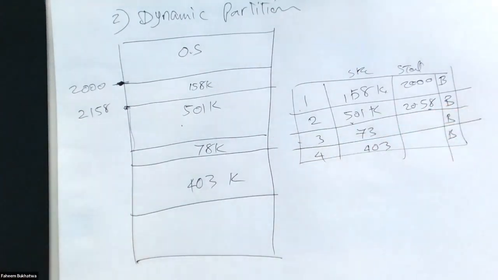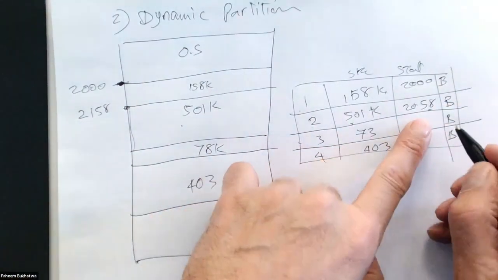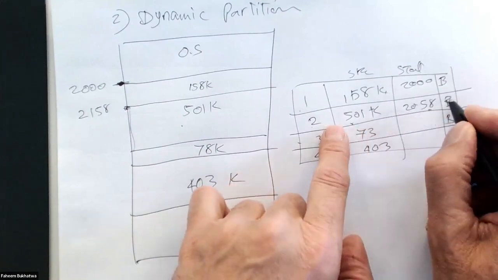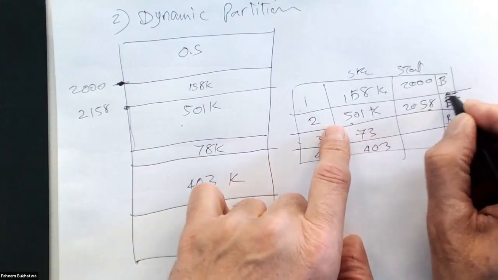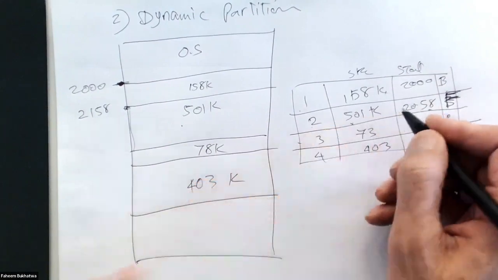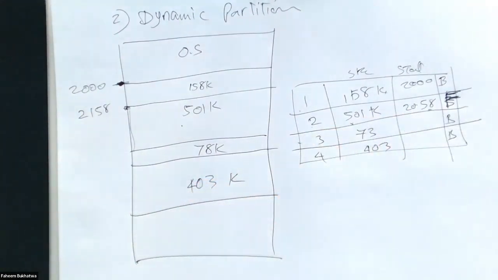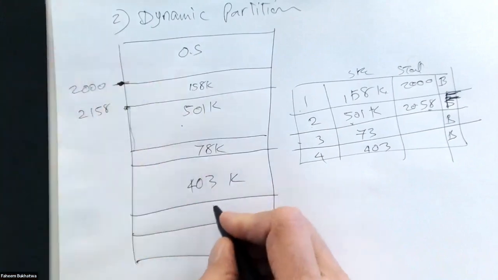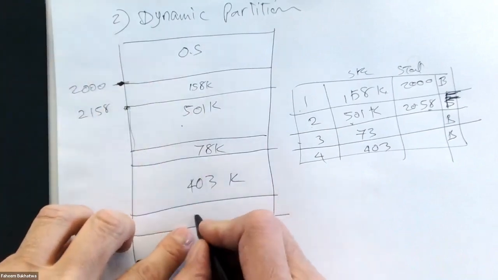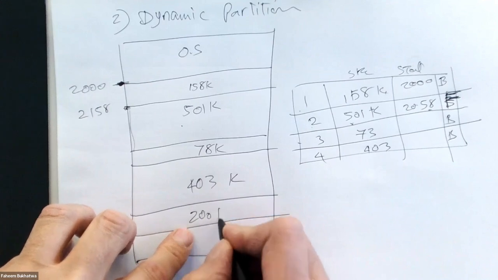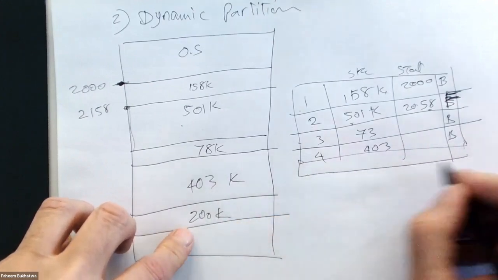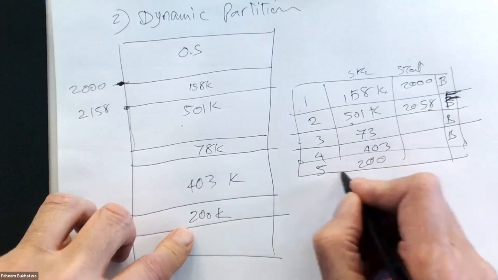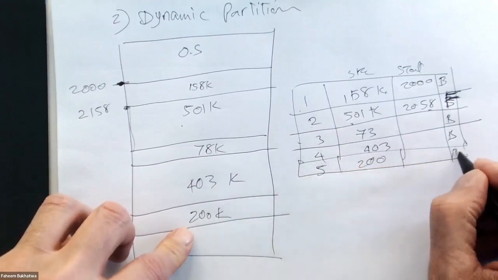Now, imagine process number 2 is finished. So what do we do? We go to this table here and we mark it as free. Partition number 2 is now free. We don't have to change anything. And let's say there's another process that was running before we finished this, say 200K, process number 5. So we had 5 processes running. It's busy as well.